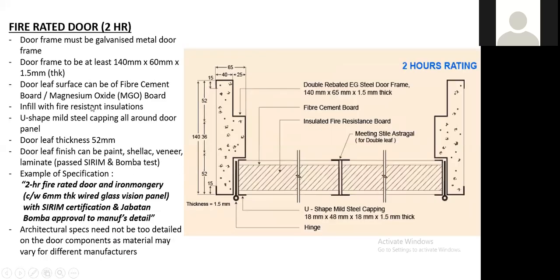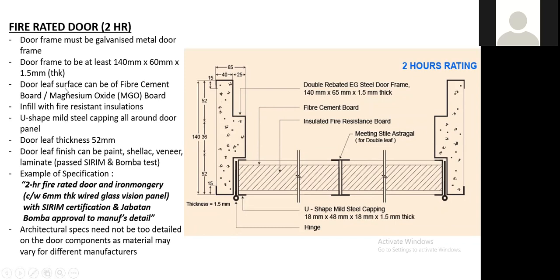Okay, 2 hours, the door frame must be galvanized. This one, it can be hardwood, but this one must be galvanized metal. Must be metal door frame. So this door frame is 1.5 mm. So maybe when the suppliers give their shop drawings, you need to know what the requirements are.